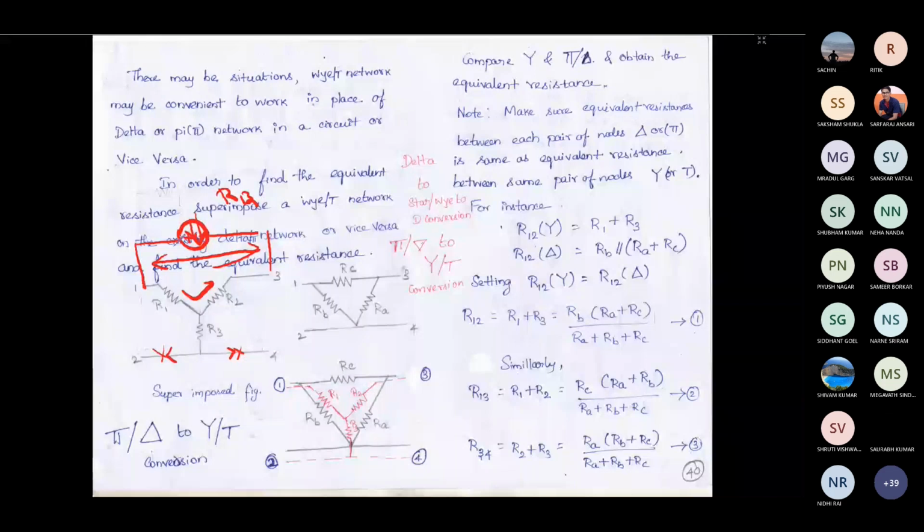Why is current not flowing through this? There is no connection for the current to flow through this path. So the current flowing through this path will be zero. This path also will be zero. So here, current will be flowing. Say X current is flowing, then obviously the equivalent resistance for this circuit is R1 plus R2. So that's what we have written here.